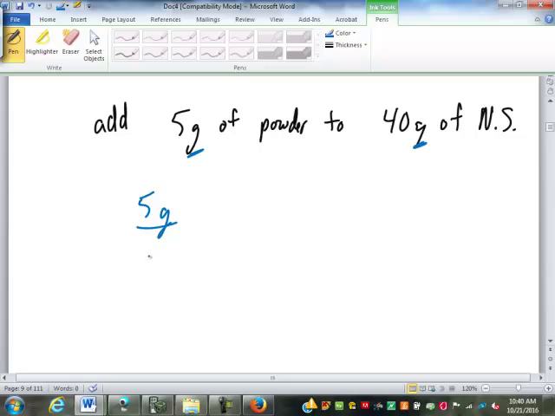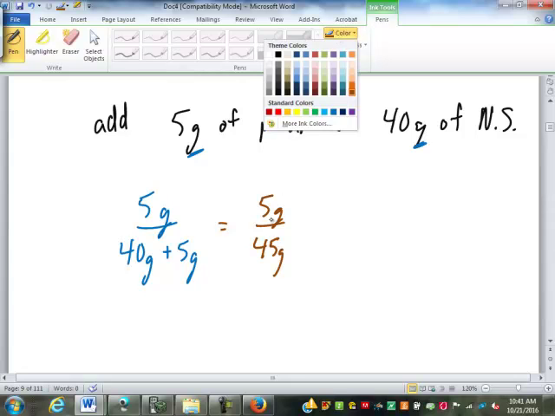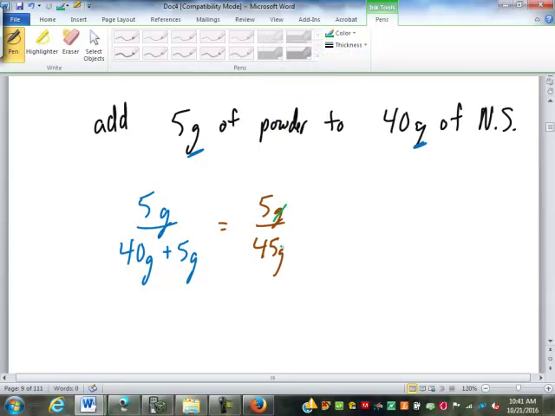5 grams is the amount of our solute, or the amount of our serum. What's going to go on bottom? Not just 40 grams, but 40 grams plus 5. It's going to be the total. So this is 5 grams over 45 grams. The grams can cancel out.